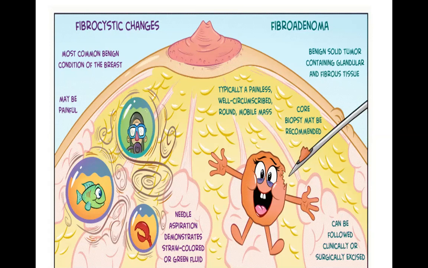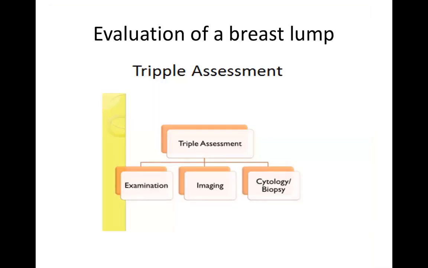In fibrocystic changes, needle aspiration is helpful not only as diagnostic, but also as therapeutic modality. While the fibroadenomas, they are diagnosed by core biopsy, and then they are followed clinically or they are surgically excised. Evaluation of a breast lump or a fibroadenoma is done again by triple assessment, which includes history and clinical examination, imaging, and cytology or biopsy.